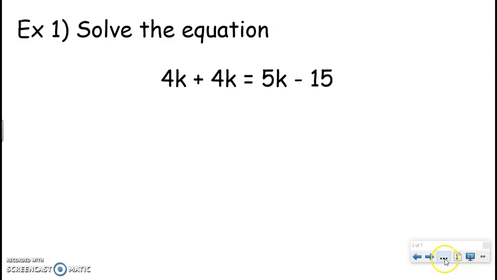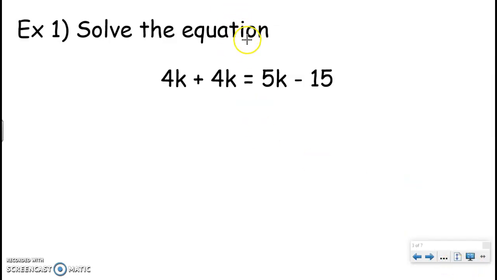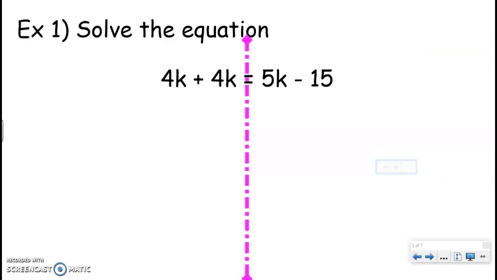Okay, first problem. If I draw my vertical line through my equal sign, okay, I need to make sure I keep my equation balanced as I go. We are going to go ahead and solve this. First step is to distribute through the parentheses if there are any. In this case, there aren't. So I'm going to move on to the second step, which is combining the like terms on the left side of the equation. So I have 4k plus 4k, which gives me 8k.